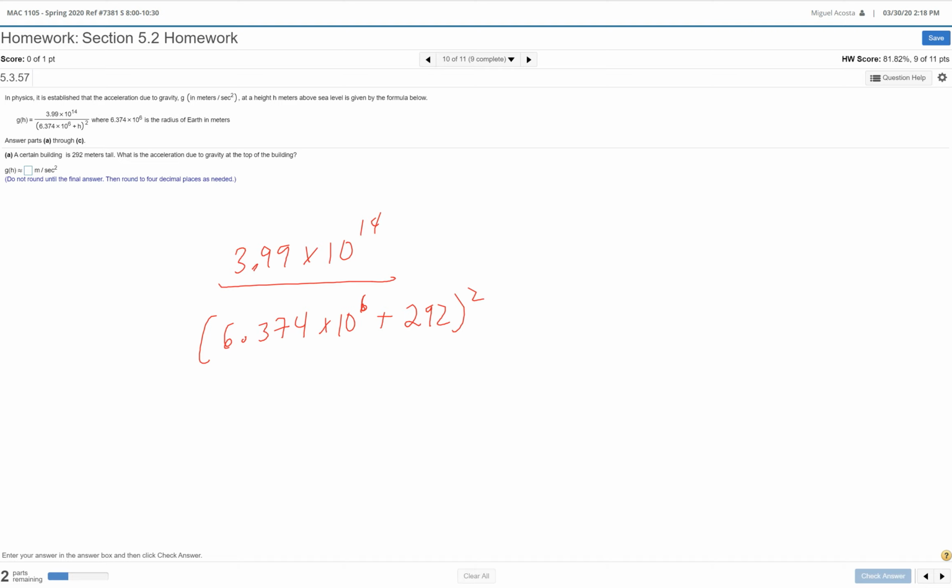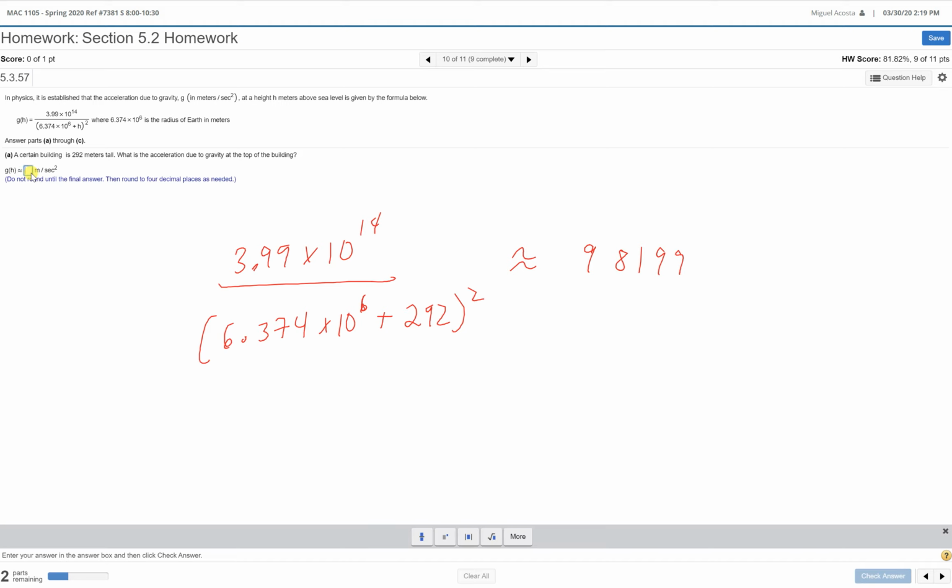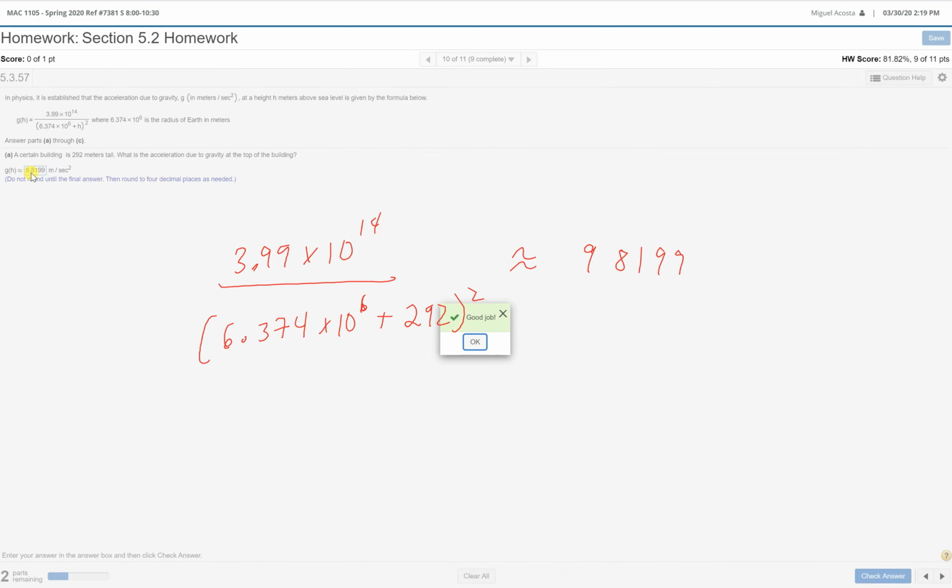Definitely have to use a calculator, guys. I'm going to go ahead and use my calculator. I'm going to put 3.99 times 10 to the power of 14, and the top and bottom is going to be 6.374 times 10 to the 6th power plus 292, and all of that gets squared. It says 4 decimals. I got 9.8199. Let's see if I got this right. Hope I typed it right. 9.8199. Excellent.